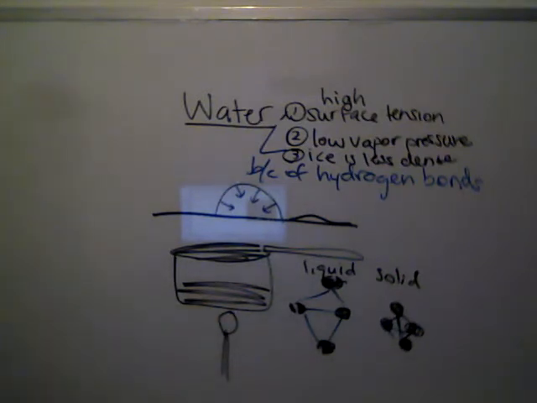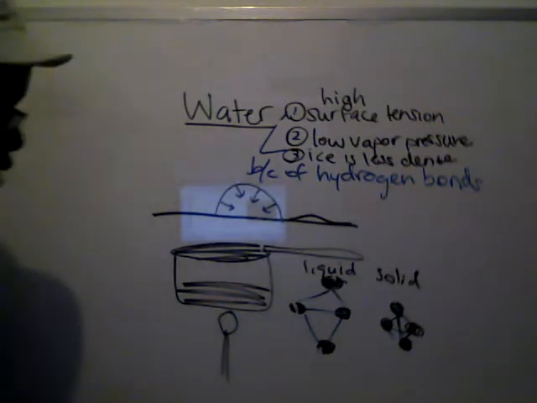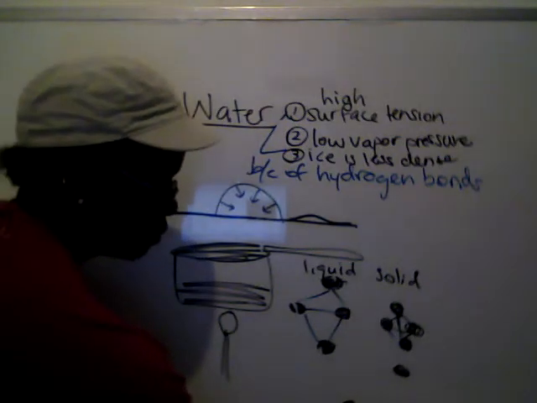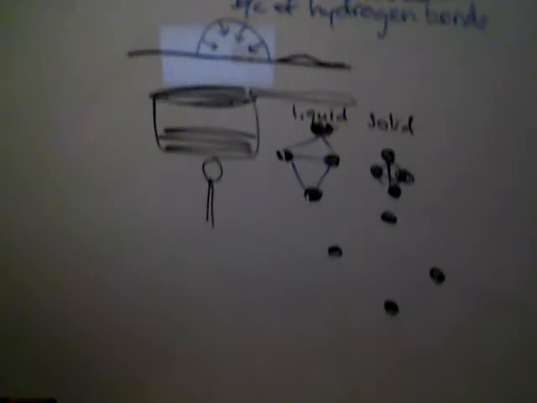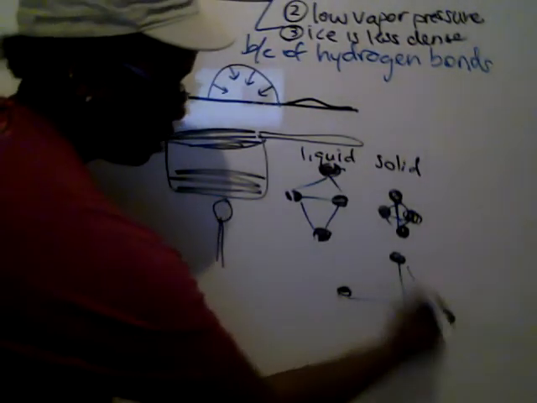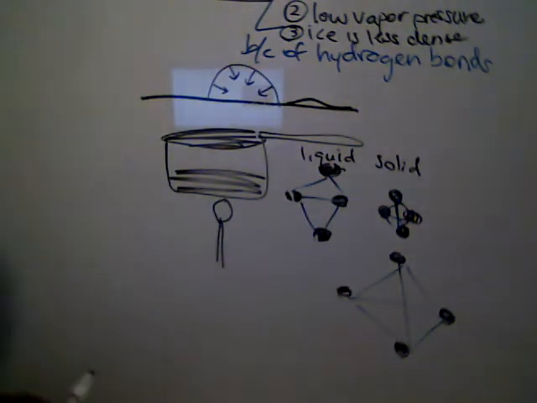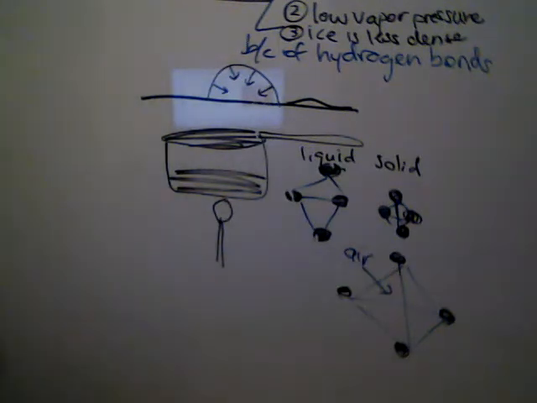What actually happens with ice is they actually spread out even further. So it'd be something like that. And they still would have their hydrogen bonds attaching them. But because it spreads out further, all of this in here is just air or empty space. So it actually makes the ice less dense because you have these air pockets.